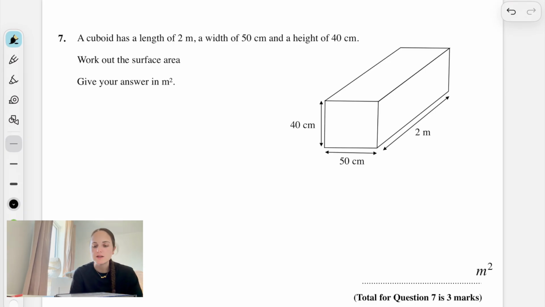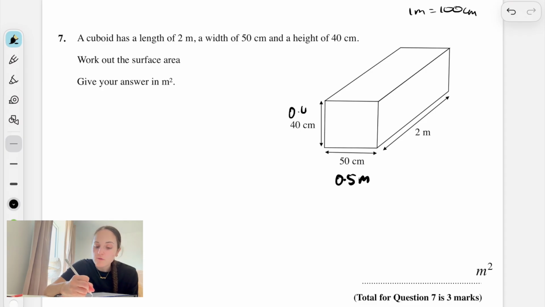So this one's a bit weird because the dimensions are all different. We have metres and centimetres. So the first thing we need to do is get them all into either metres or centimetres. So I'm going to go with metres. To get from centimetres to metres, we divide by 100 because 1 metre equals 100 centimetres. So 50 centimetres is going to be 0.5 metres and 40 centimetres is going to be 0.4 metres.